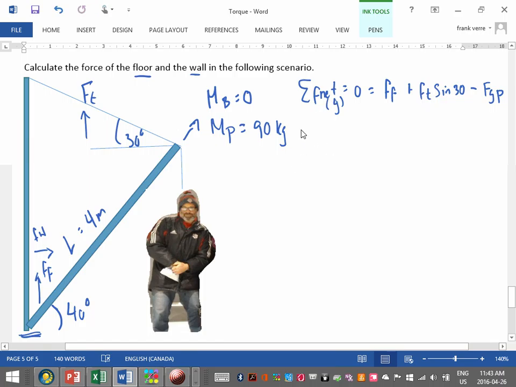Let's also consider the net force in the X direction. We know it's going to add up to 0. What's acting along the X direction? Yep, force of the wall, to the right, and what's acting to the left? Yep. But what component of tension?